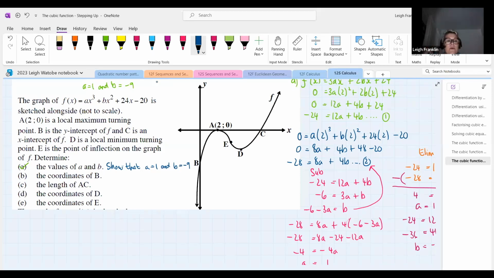All right, so you see when they've got a question like this and it says show that a is 1 and b is negative 9, they are asking you to find the equation of the cubic function. In this case, just the value of the a and the b. Okay, are there any other questions or can I go on to b? Are we all good?